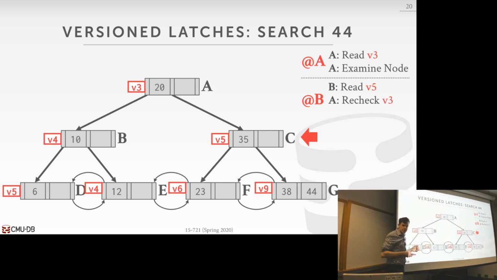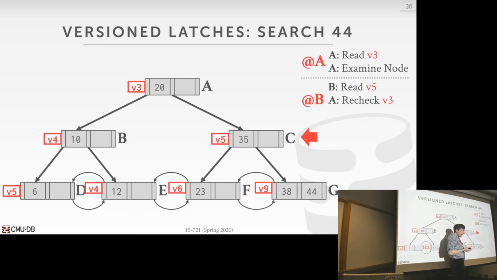Yes? Why not go all the way to the leaf and then recheck every single version of the node? His question is, why not just go all the way to the leaf, essentially don't do this recheck here? The pointers will be valid. I think, is that true? Yes, the pointers are valid because you can't clean anything up before you switch to the next epoch.